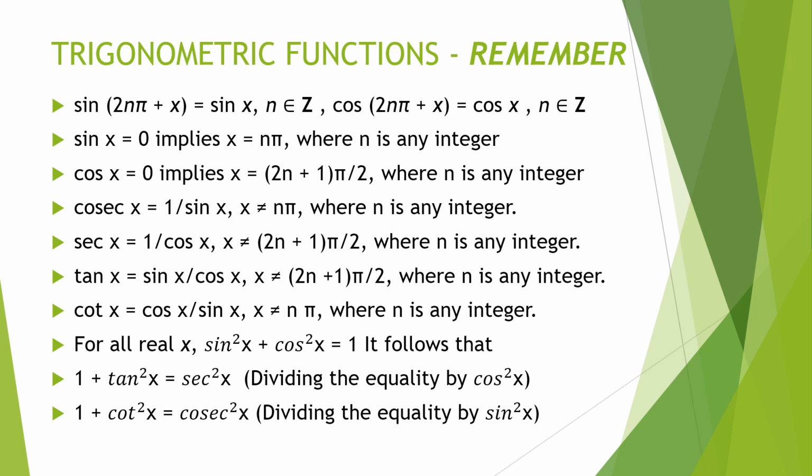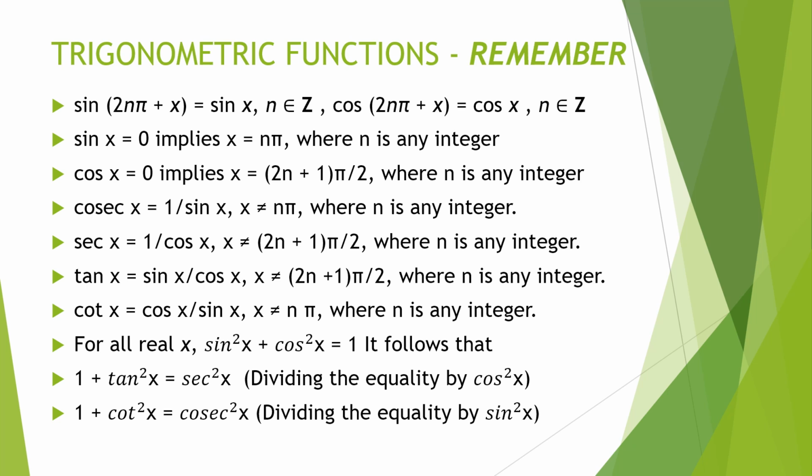Similarly for cos, cos of (2n pi plus x) will be equal to cos x for any integer n. Now suppose sin x is 0. What does this imply? x will be n into pi where n is an integer. Why? Because suppose n is 0, then x is 0. If n is 1, x is pi, and if n is minus 1, x is minus pi. So you know that in the unit circle for 0, pi, minus pi, the value of sin x is 0. Why? Because the y coordinate is sin x and the y coordinate is 0.